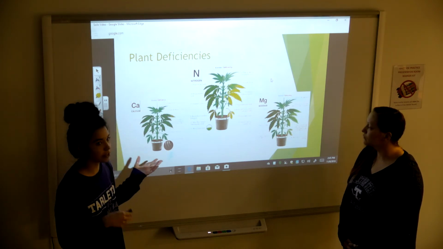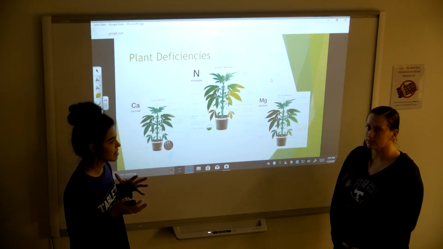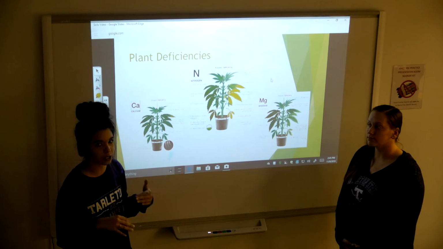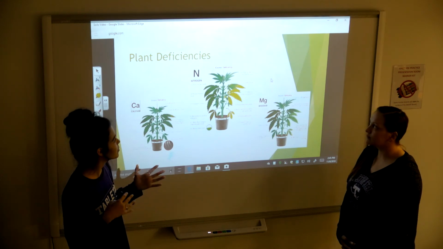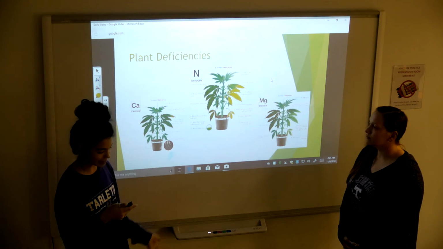So this is a good illustration of what to look for in your plant, to see what's going on in the soil down underneath and see what you can do to better the health of your plants.